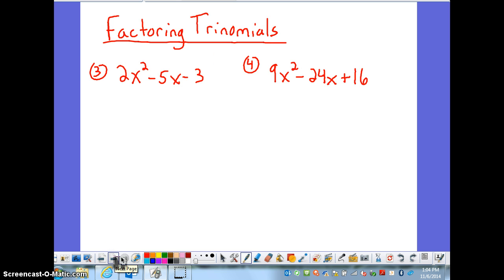All right, factoring trinomials again. This time, what happens if you have a number out in front of that x squared? Now this is a little more difficult. So the trick I use is we're going to take that 2 and move it to the end. So this is x squared minus 5x minus 6. And then you're going to factor this just like we did last year.